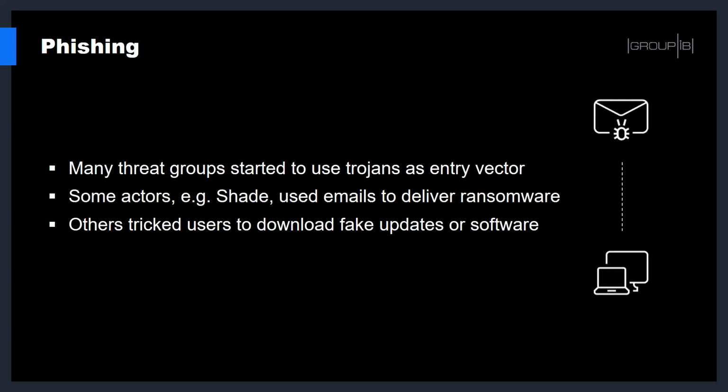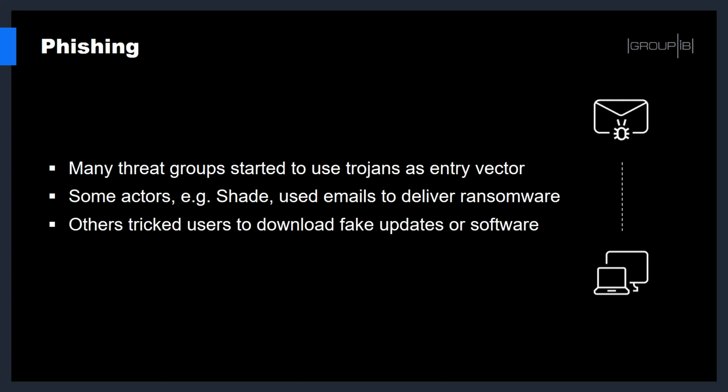There are a few more examples. One more group involved in big game hunting is DoppelPaymer. DoppelPaymer operators usually use the Dridex Trojan to get initial access to the network and again to move laterally.